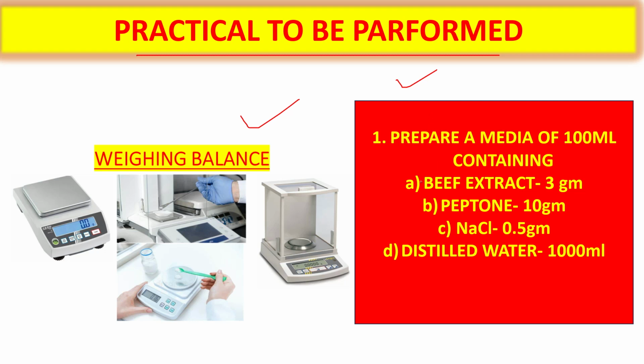So we are given the instruction that all this quantity is for 1000 ml, but you have to prepare 100 ml solution, so you have to convert it for 100 ml. So we have to add beef extract 0.3 gram, peptone 1 gram, NaCl 0.05 gram, and distilled water 100 ml. Okay, so you have to measure all in this weighing balance and mix it in a conical flask. In this way we have to perform this practical or skill test.